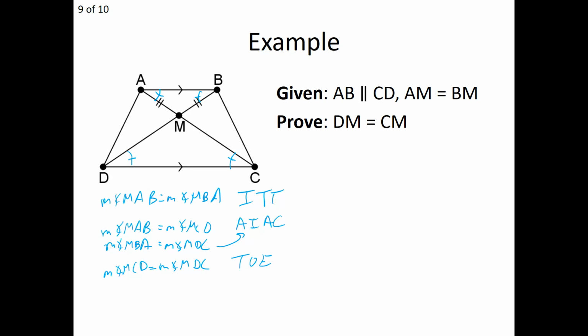So what have I just figured out? I just figured out that in this triangle MDC, I have two equal angles. Hey, what can I say then about their opposite sides? I can say the opposite sides would also have to be equal, such that DM is equal to CM by the converse of ITT. Isn't that fun? In the same proof, we've got ITT and converse ITT. Pretty fun.